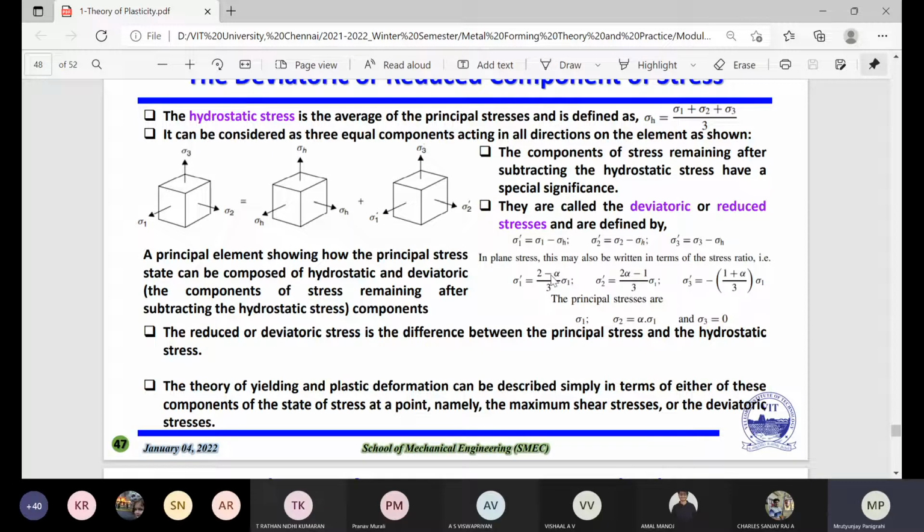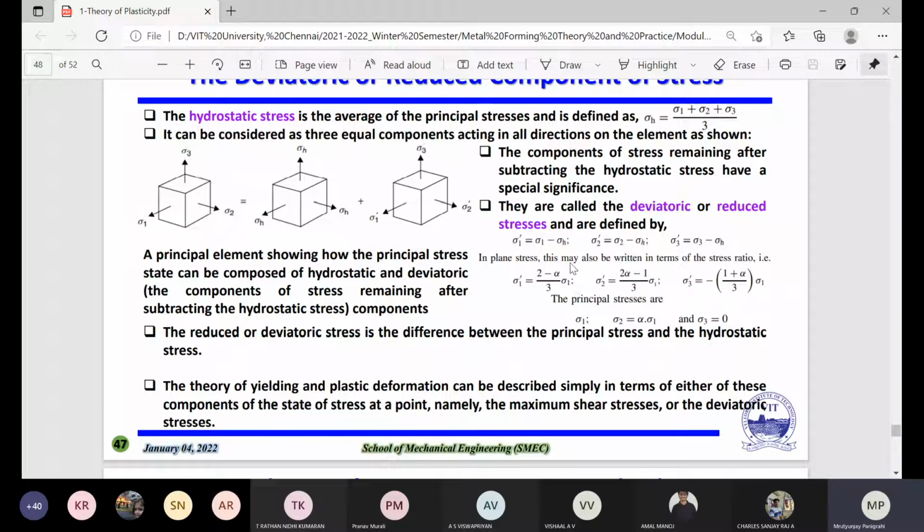Okay. And also, we have alpha here, which is known as the stress ratio. We are not going to detail how to derive the stress ratio. If you want, you can follow the detailed book, everything is there. Instead of this deviatoric stress, if you want to relate it with the stress ratio, then it takes the form sigma 1 dash equal to (2 minus alpha) by 3 into sigma 1.